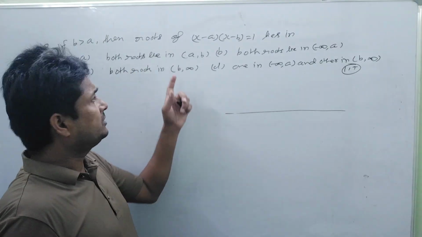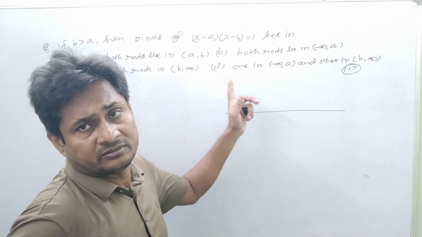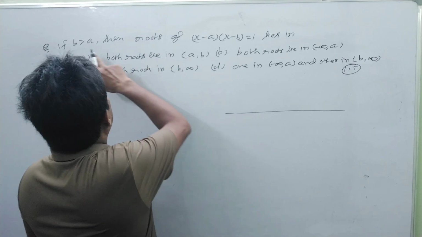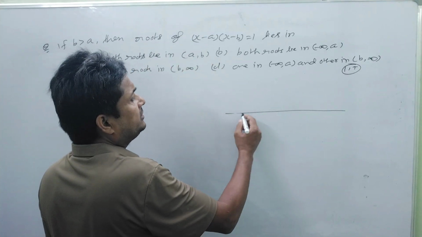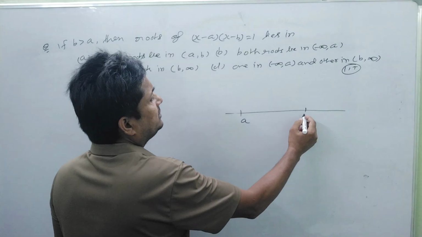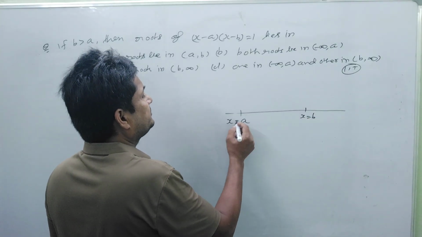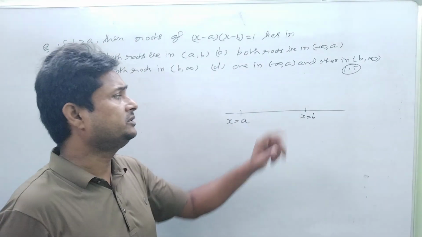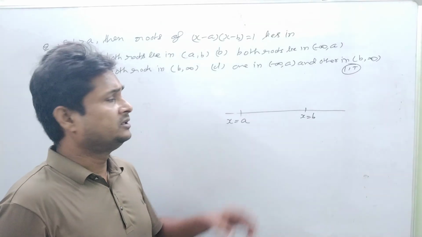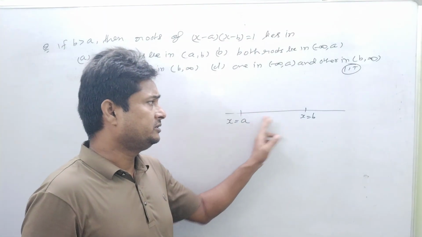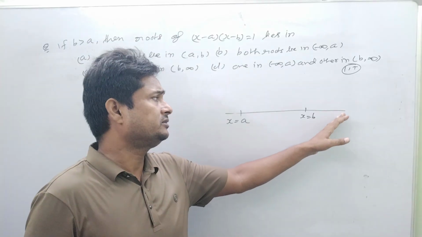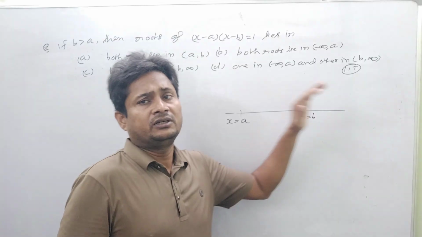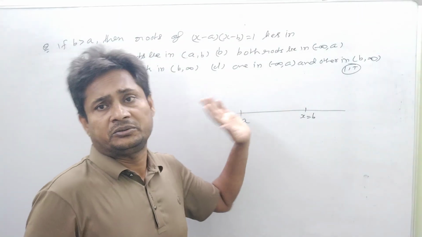Here the intervals are broken into parts with respect to a and b. B is given greater than a. So let's say x equal to a is here and x equal to b is here. These are the two conditions. Now you have to find in which part the roots lie. Whether both roots lie in the interval a to b, or one root lies in this one and another root in this one, or both roots lie in b to infinity, or both roots lie in minus infinity to a.